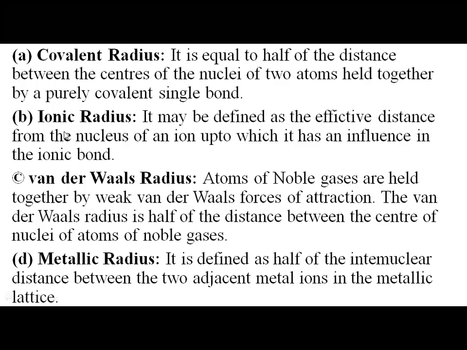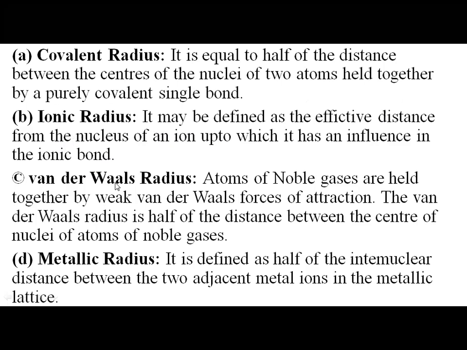Next, ionic radius. So what do we mean by ionic radius? It may be defined as the effective distance from the nucleus of an ion up to which it has its influence on the ionic bond. So when we have ions, we have ionic radius. Till where there is influence of the nuclear charge, till there we take the radius, distance.